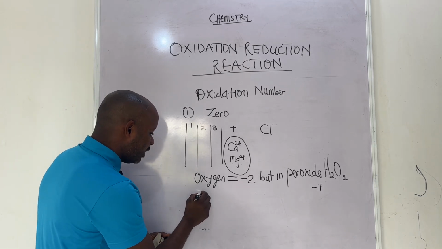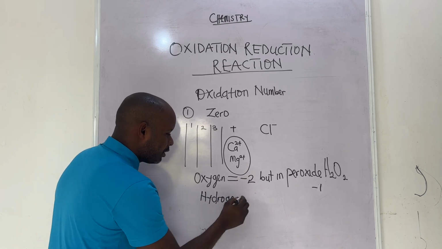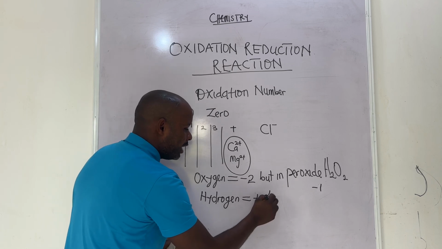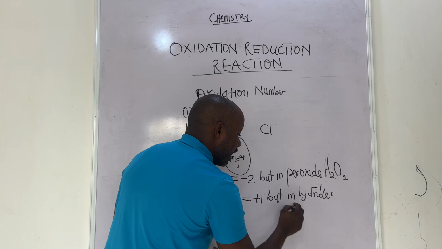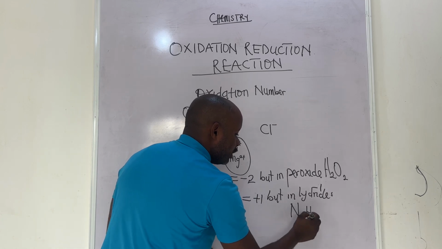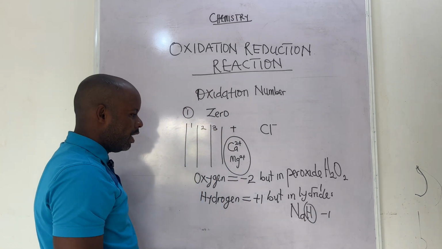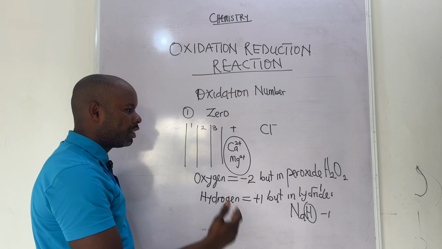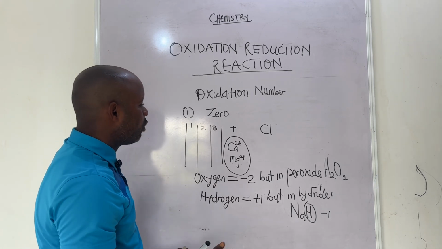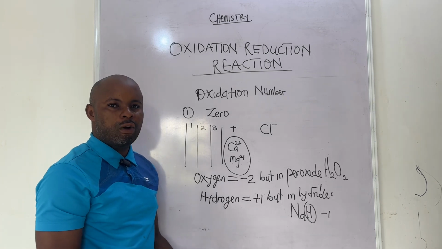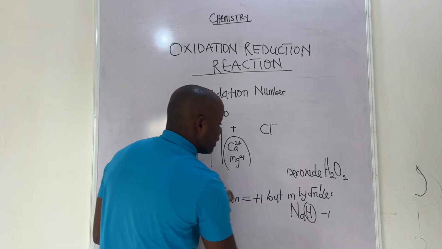We have the oxidation number of hydrogen. The oxidation number of hydrogen in compounds is +1. But in hydrides, like sodium hydride, the oxidation number of hydrogen here is -1. That is to say, these are the rules guiding the oxidation number of elements in a compound. So, for instance, now you are asked to look for the oxidation number of a central element in a compound. For instance, let's use this as a very good example.